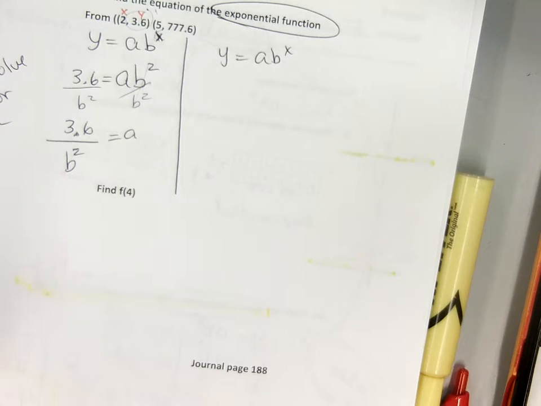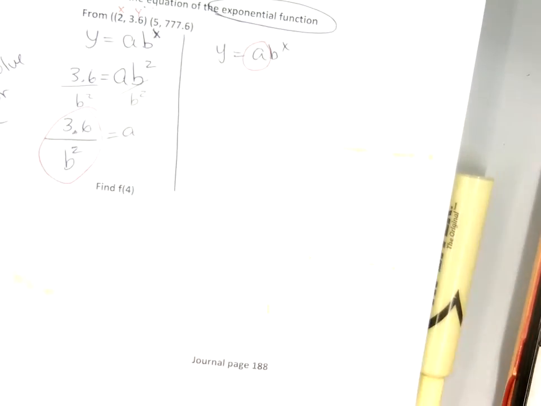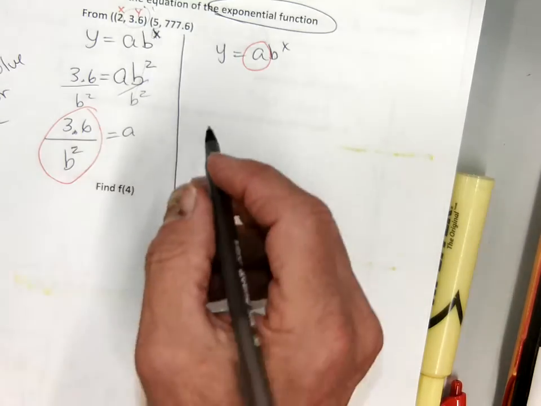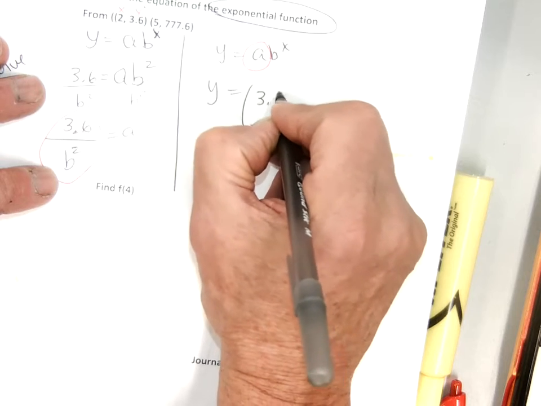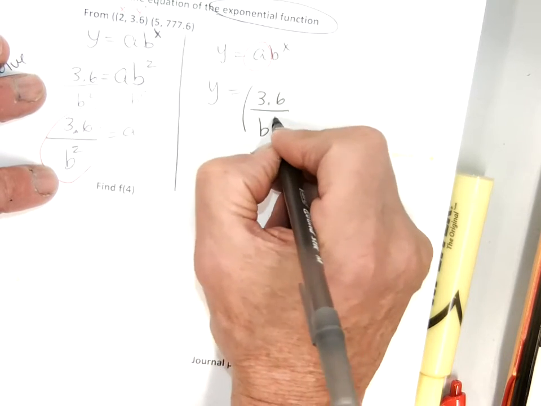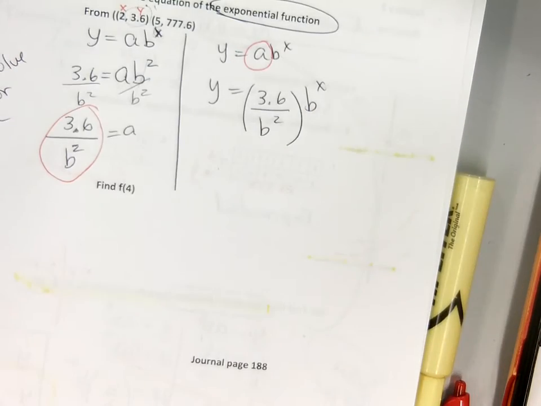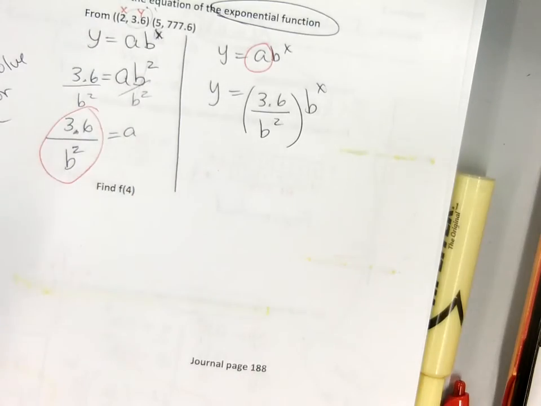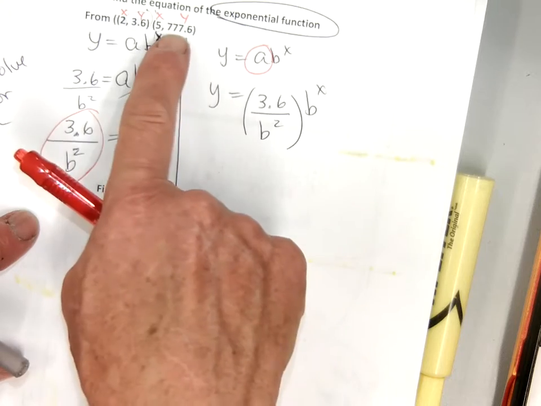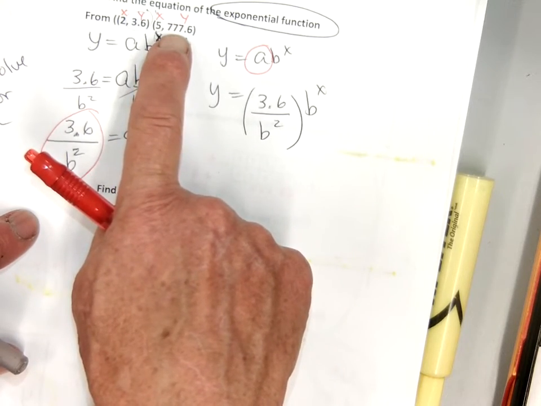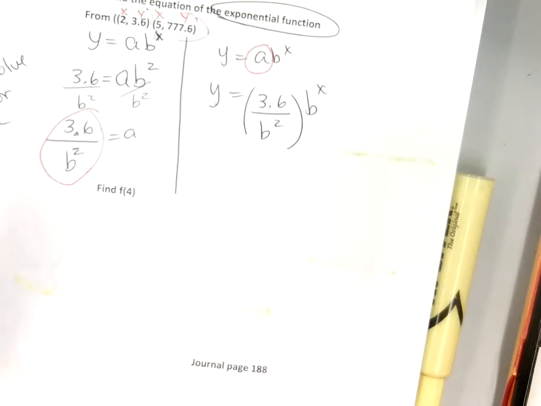And I'm going to make a substitution. I'm going to put this in for a. So let's rewrite this: y equals, not a, but replace it with 3.6 over b squared times b to the x. Now, I also have my point, my second point. I've got an x and a y. So I put the 777.6 in for y, and I'll put the 5 in for x.